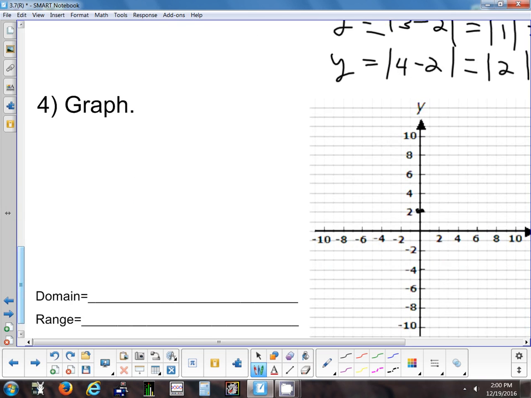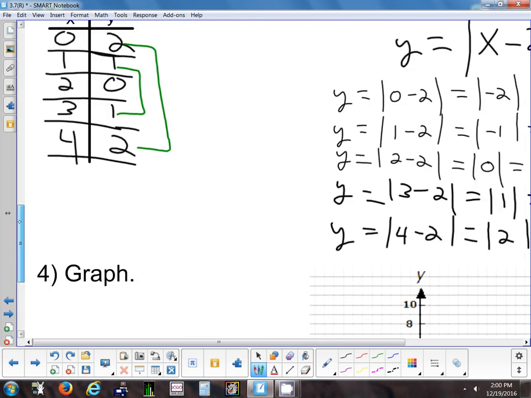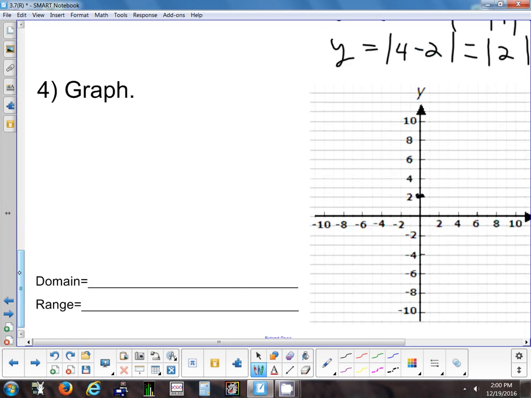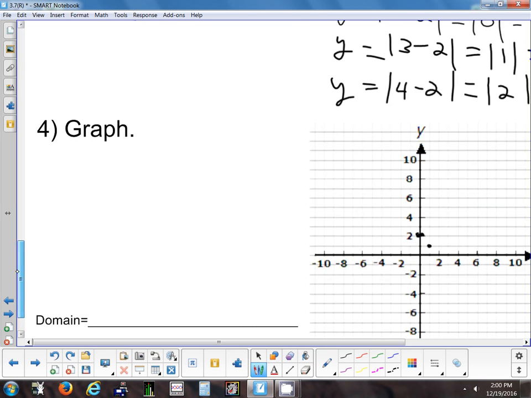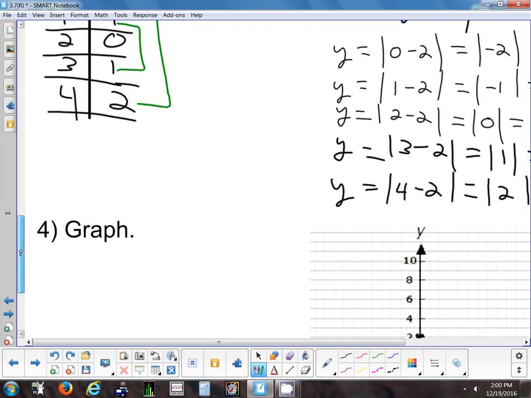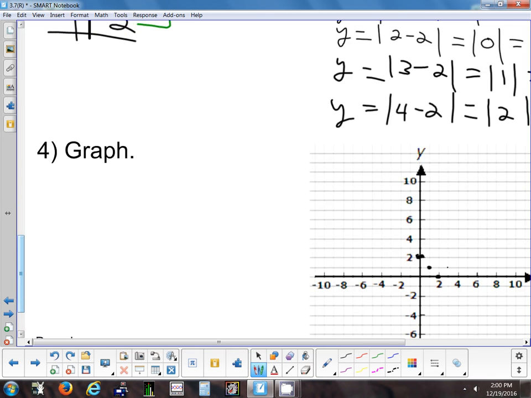All right, so I've got the point 0, 2. We've got 1, 1. Okay, we've got 2, 0. Notice what's happening. I think I'm starting to see my V. I think it's going to turn right here. 3, 1, and 4, 2. Okay, and then just make your V shape.